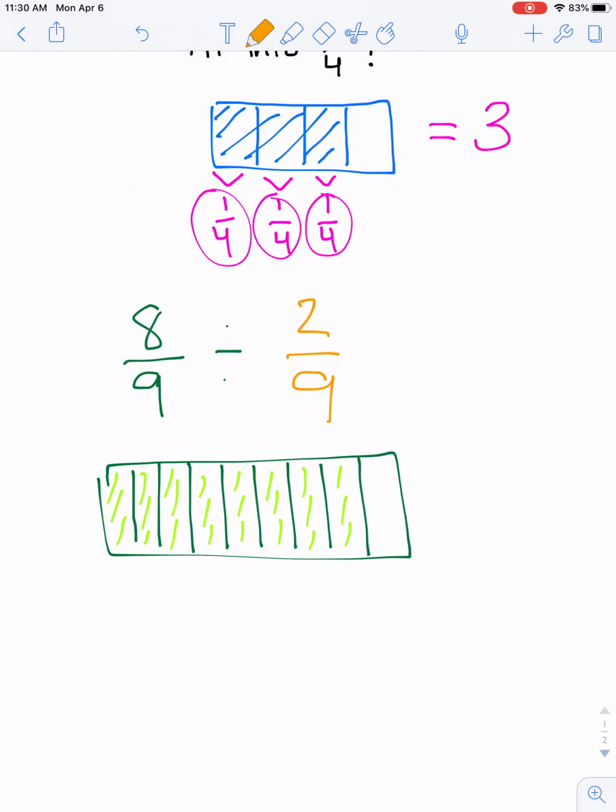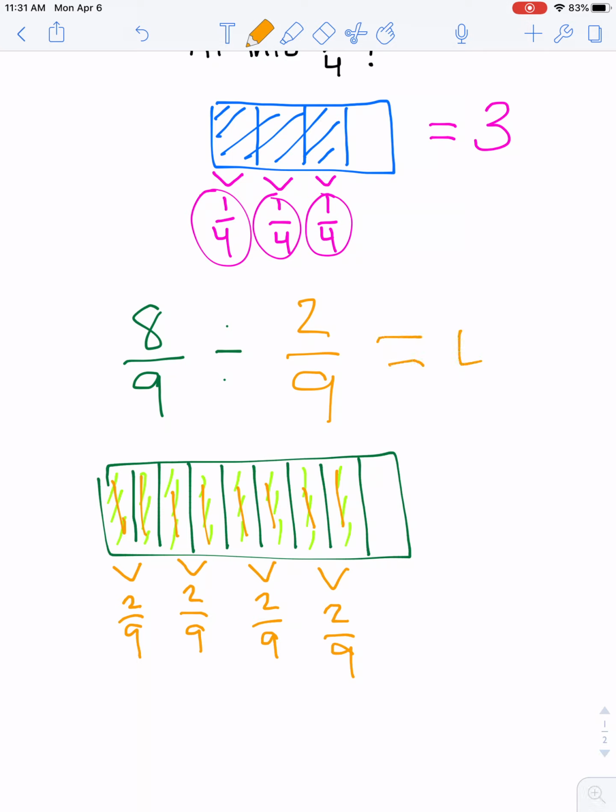My question that I want to ask myself is, how many times can 2/9 fit inside? Here I have 2/9 right here. I have another 2/9 right here, another 2/9 right here, and finally, one more 2/9, for a total of 4 times. So 2/9 can fit inside 8/9, 1, 2, 3, 4 times total.